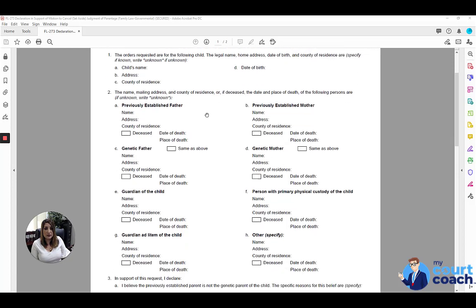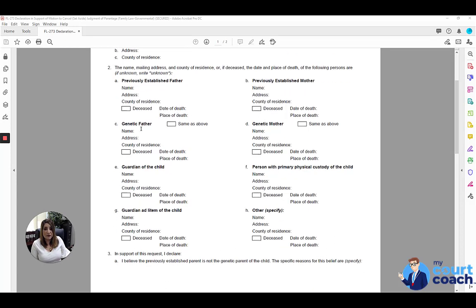Next, you want to include the name and address for the previously established father. And if you know that they have been deceased, then you want to list date of death and place of death. And same for the previously established mother, same information. Genetic father, if it's someone different than the previously established father, then you would list all that information for that person as well. If the previously established father and genetic father are the same, you would list same as above. Mother, if the genetic mother and the previously established mother are the same, you would list same as above.